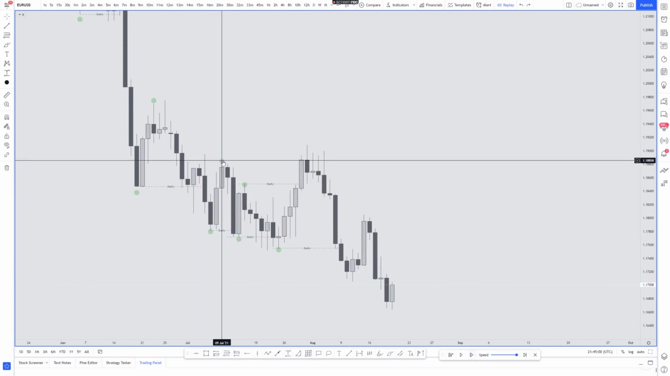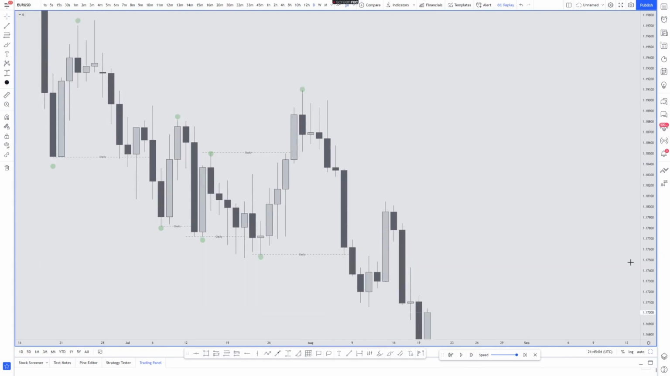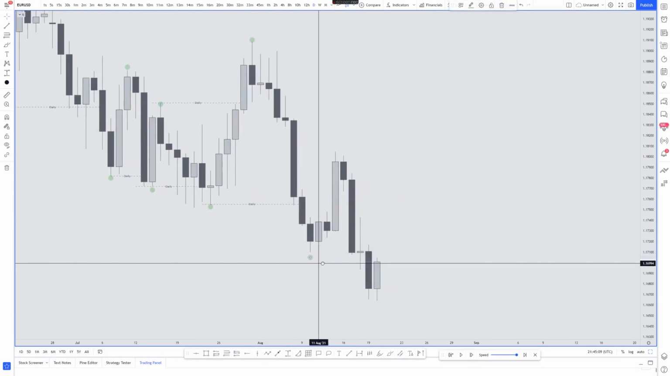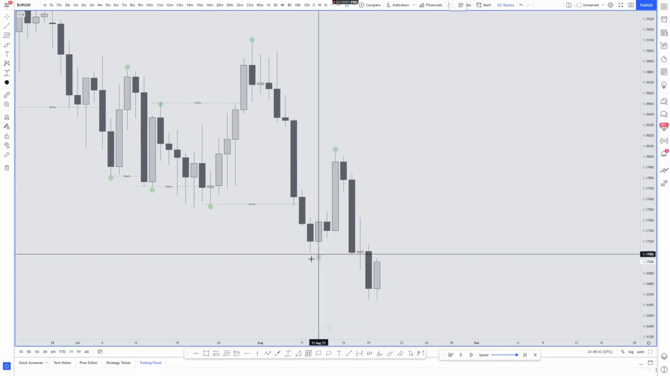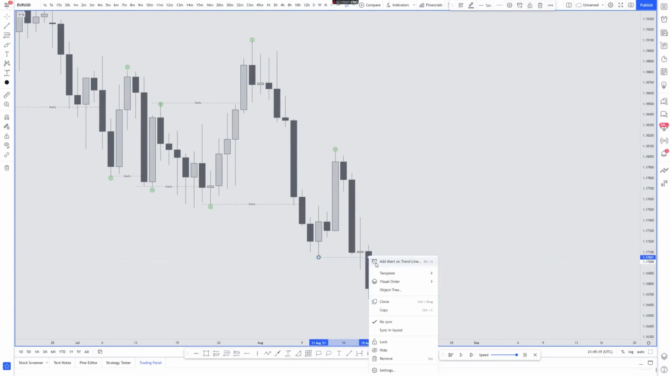So once again, we have new market structure here. Once again, we have a pullback, and every time these candle wicks are taken by a body, we have new structure.